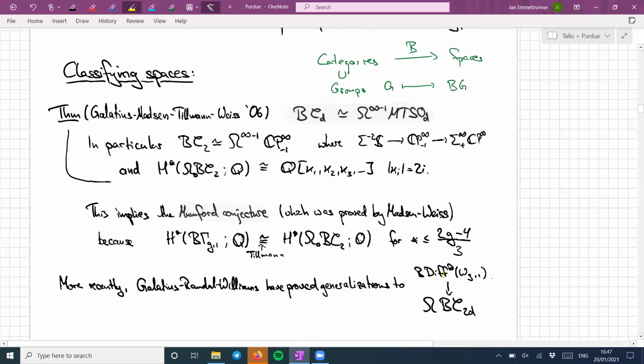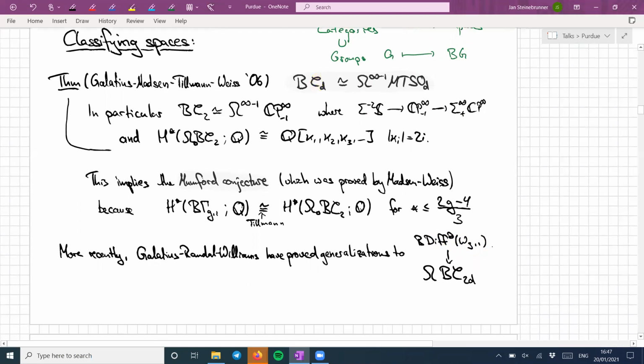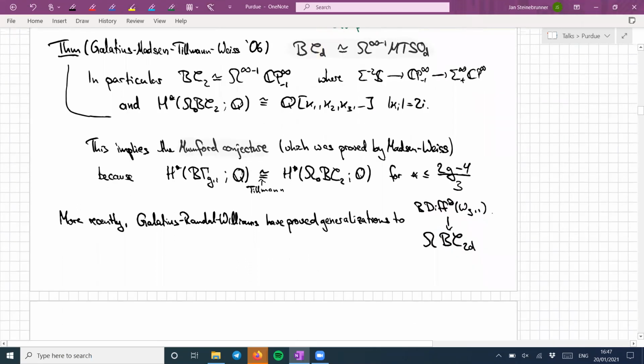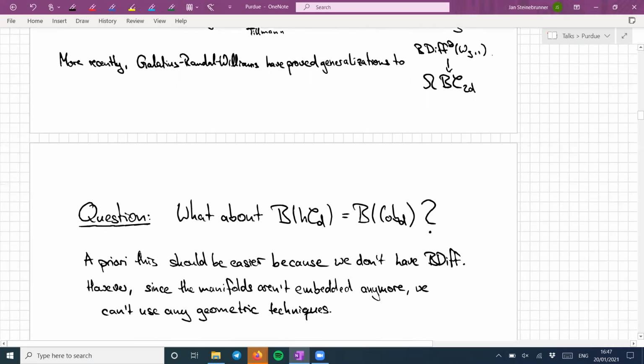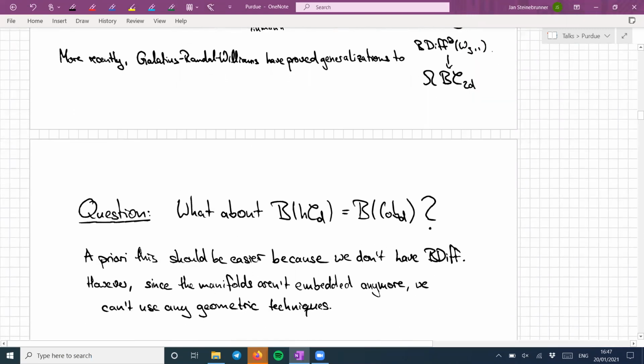All right, so this is all about the topological bordism category. And the question that I want to ask or talk about today is, but what about this easier category? What about the classifying space of the homotopy category of the bordism category?